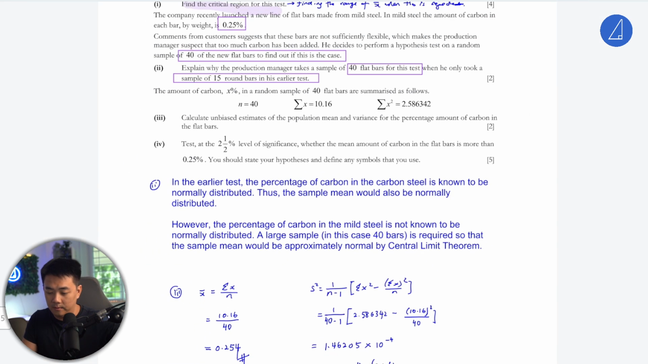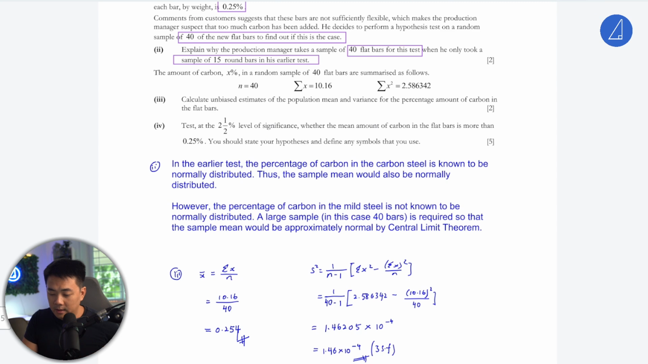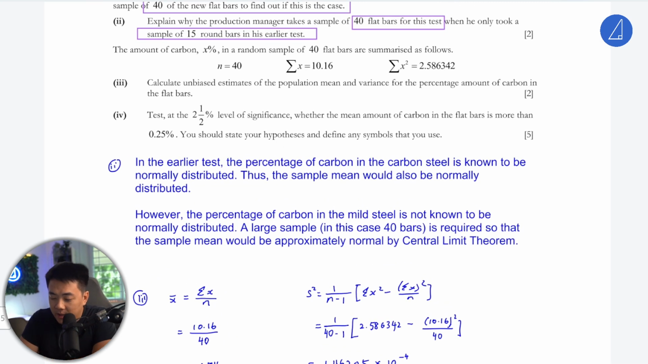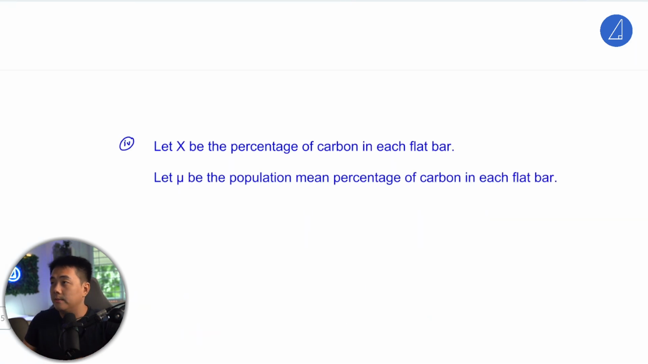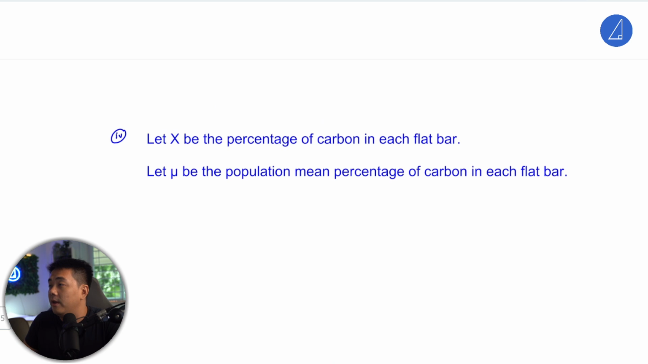Let's look at the next part. Test at 2.5% level of significance whether the mean amount of carbon in the flat bars is more than 0.25. You should state your hypotheses and define any symbol that you use. Okay, great. So we're going to just write everything down. So you want to test whether the flat bar is more than 0.25%.